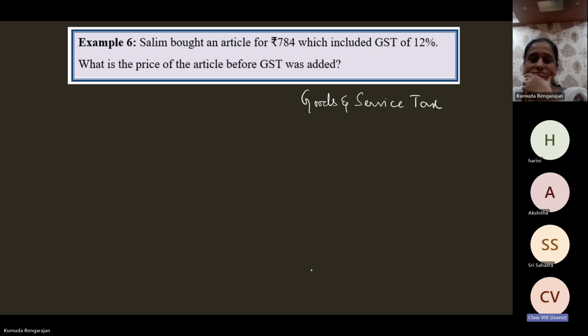Ma'am, first we need to find the GST, which is 12 by 100 into 784. And then after finding GST, we should subtract the GST from the CP.